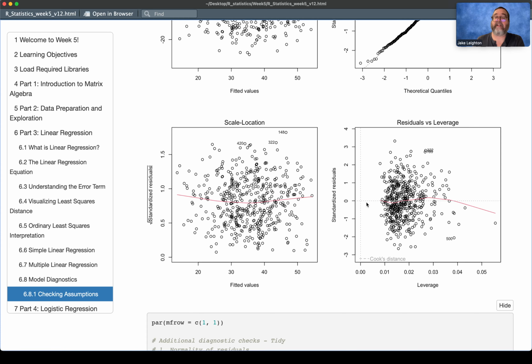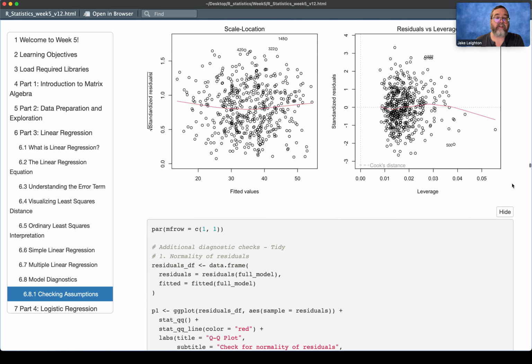The residuals versus leverage plot looks at your Cook's distance, which is a measure of outliers. And if you look on the right here, we have some outliers that are pulling the line down. It's not horrible, so we're not going to worry about it too much, but it's something to be aware of, these points that maybe need to be looked at.